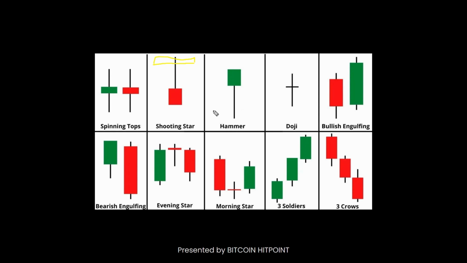And then there's a hammer, almost like the opposite of a shooting star. If you see it forming on your support zone, you can look for a buying opportunity, and that is how these patterns are supposed to work.